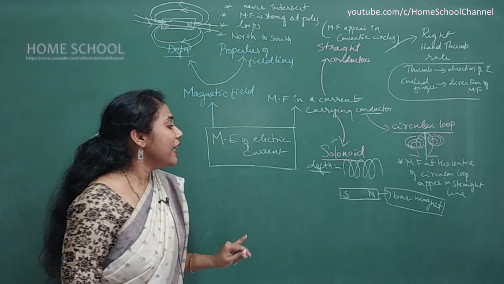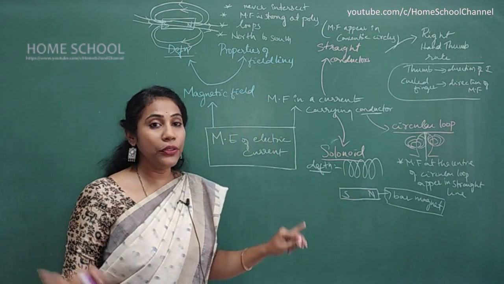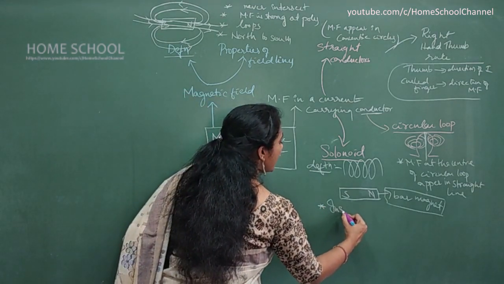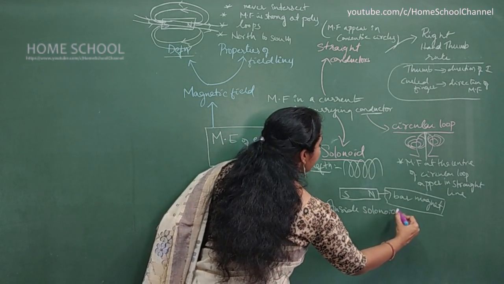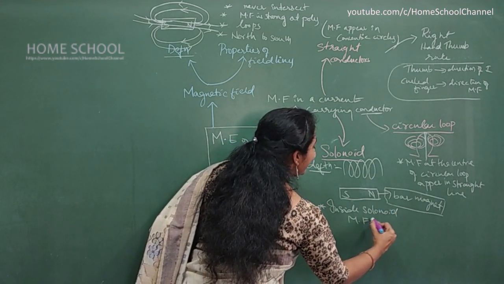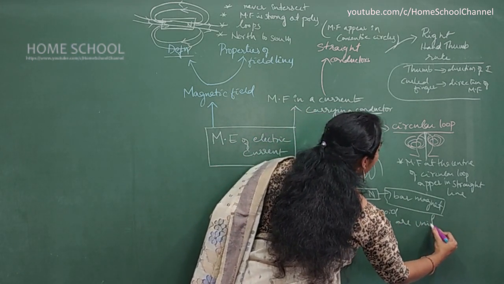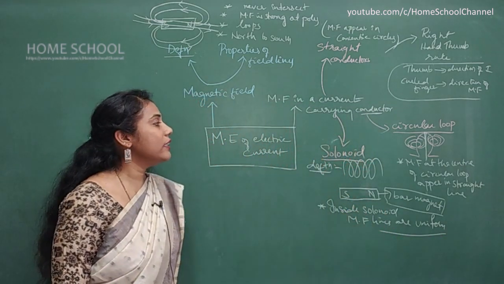Clear? Fine. Now inside a solenoid, the magnetic field lines are uniform. This is another point you have to remember. Inside the solenoid, the magnetic field lines are uniform. This is another important point under solenoid.